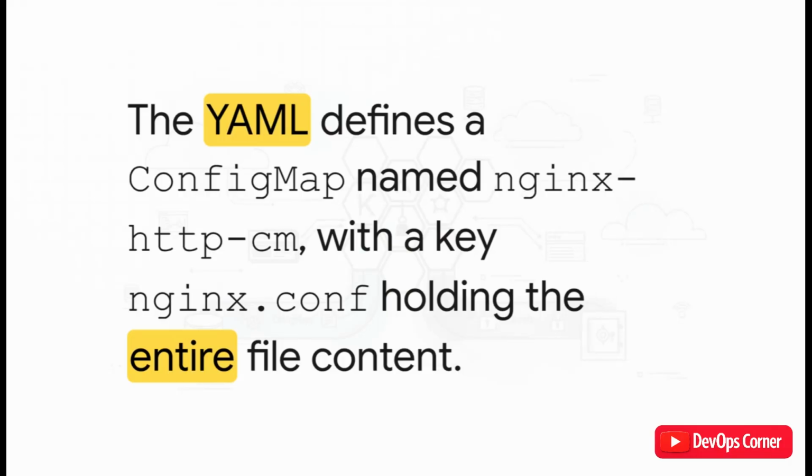Let's look at how this works in the real world. Here's a YAML file for an nginx config map. You can see the kind is ConfigMap, and we've named it. But the real magic is here, in the data field. The key is what we'll call our file, nginx.conf, and the value, everything after that pipe symbol, is the literal multi-line content of that config file.